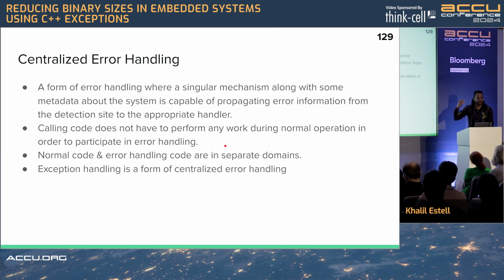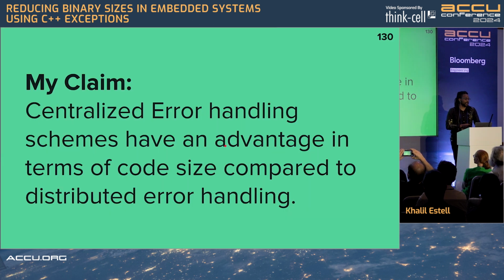But effectively, exception handling is a form of centralized error handling. One central system handles propagating errors everywhere else with a little bit of additional metadata to make it happen. So here is my claim. I claim that centralized error handling schemes have an advantage in terms of code size compared to distributed handling.